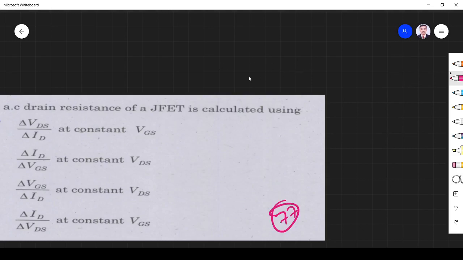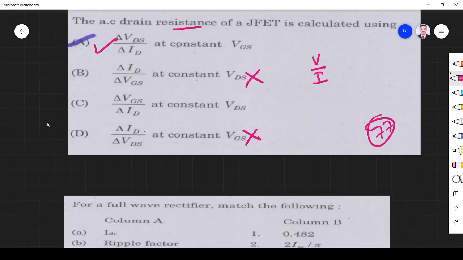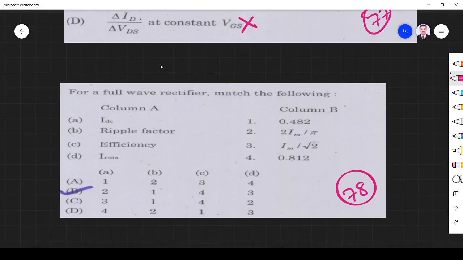Next one, the AC drain resistance of a JFET. Since it is a resistance, it must be a ratio of V by I. I by V is wrong. AC drain resistance is VDS by ID. So option A is the right answer. Right?